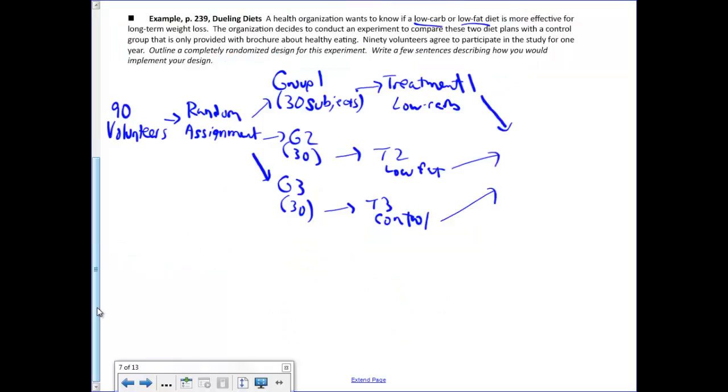And what are we trying to compare? What do we know about? What do we want to know about them? Yeah, who lost most weight? So we want to compare the weight loss in each of those groups.